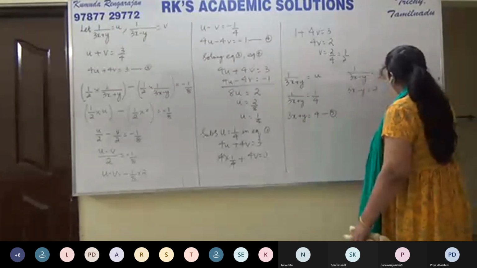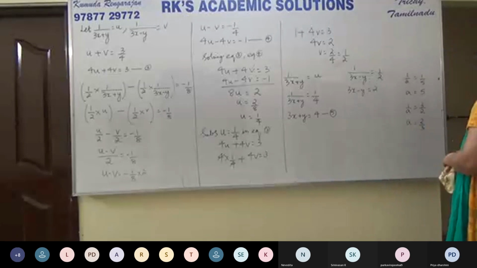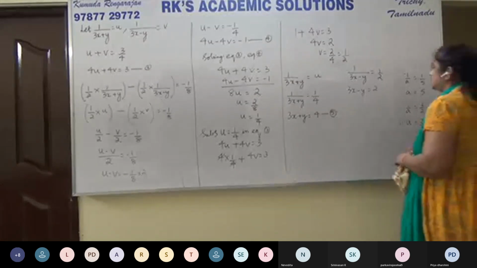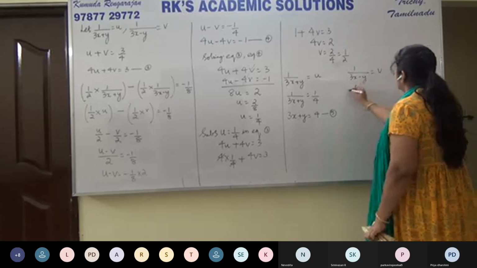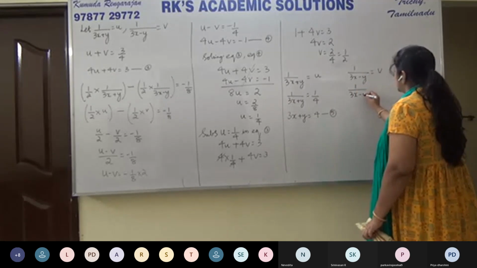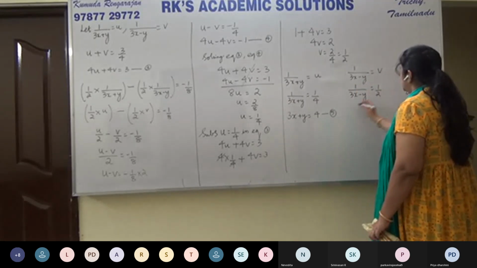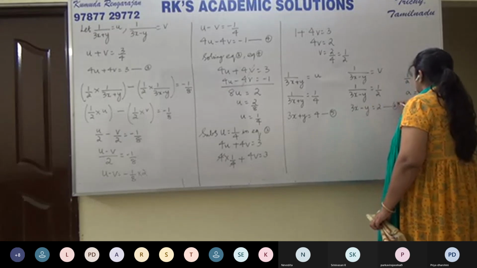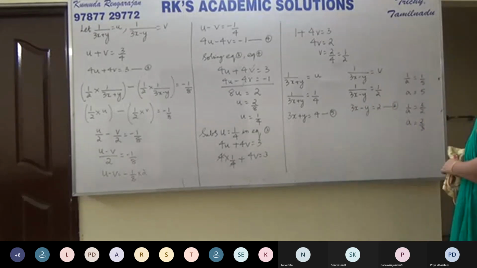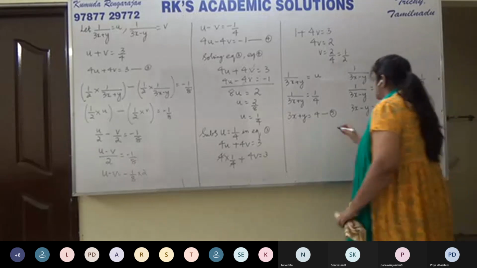You can even cross multiply and get the same thing. Let me write v here: 1 by 3x minus y is equal to 1 by 2. Taking reciprocals, 3x minus y is equal to 2. This is equation 6. Now solve these two equations, equations 5 and 6.